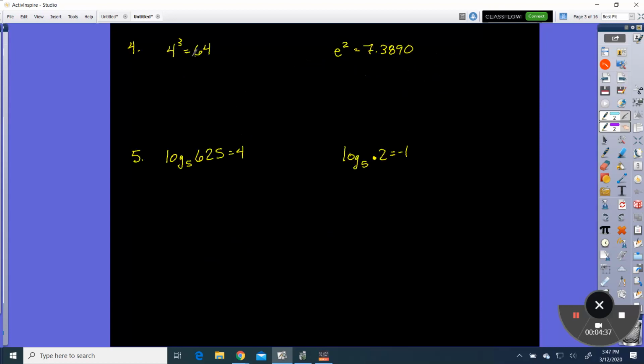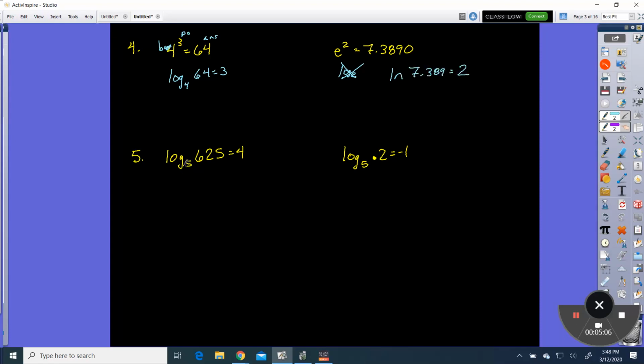Question number 4, you are supposed to use the definition of a logarithm to write this in logarithmic form. So log base 4, remember the base goes here, so that's the base, that's the power, that's the answer. So log base 4 of 64 equals 3, base, answer, power. Okay. So same thing over here, log base e, but we don't write log base e, we write ln. The answer is 7.389, and the power is 2.